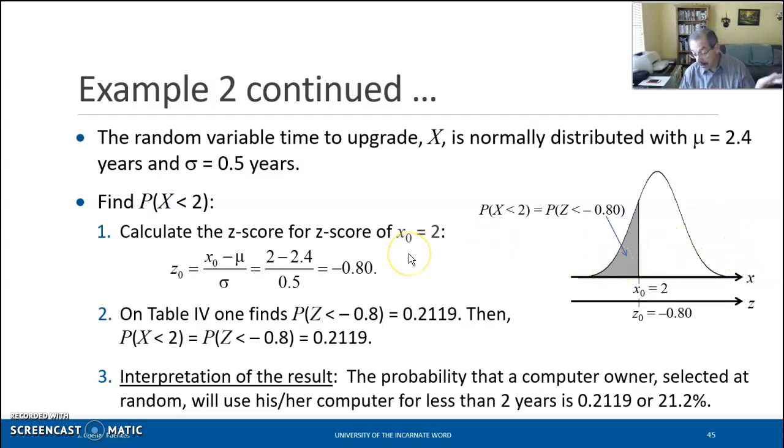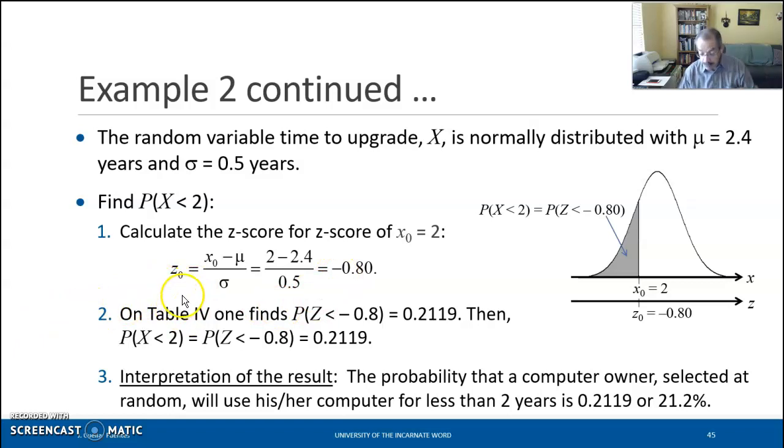So then remember that table 4 gives us those probabilities directly, probabilities to the left of the z value, that is. So if you go into table 4, look for minus 0.8 in the first sheet of table 4, because z is negative, you will find that that's 0.2119. Because the z value of 2 is minus 0.8, then you know that the probability that the time to upgrade is less than 2 years is the same as the probability that z is less than minus 0.8, and that's 0.2119.